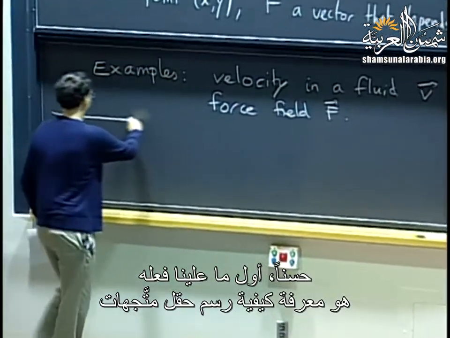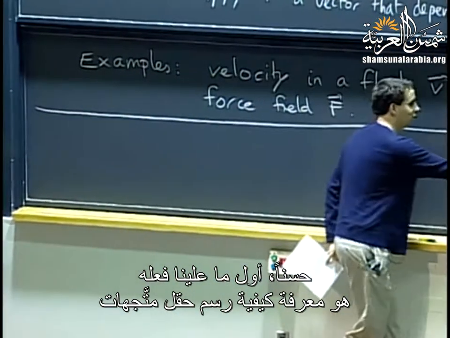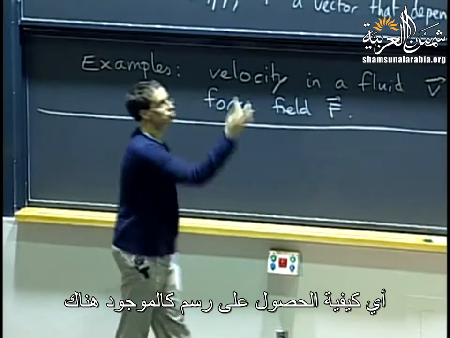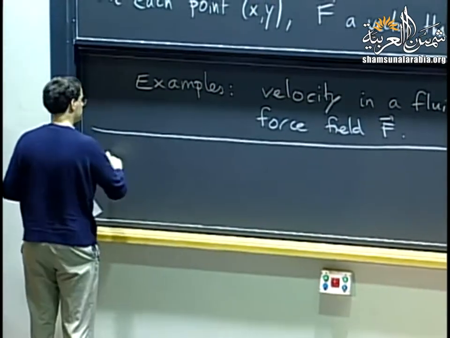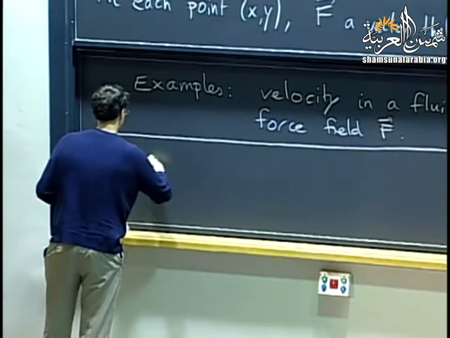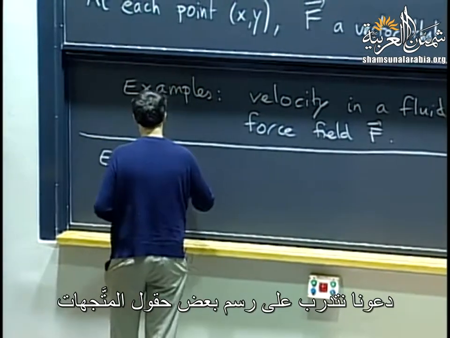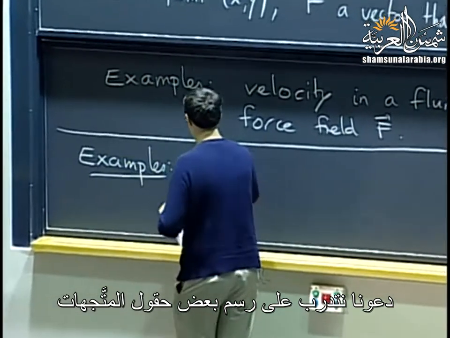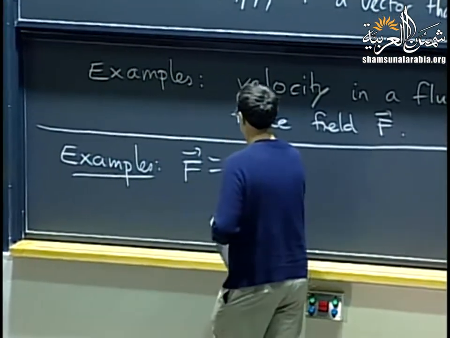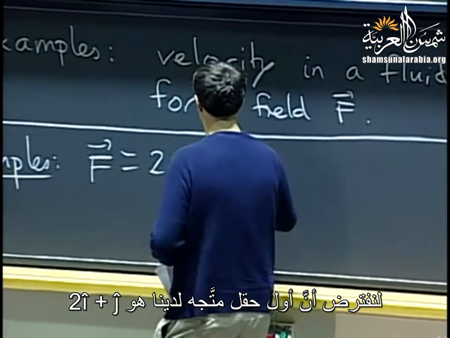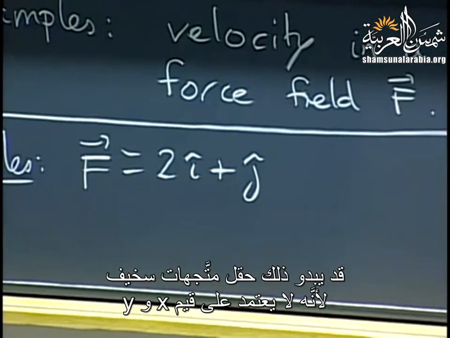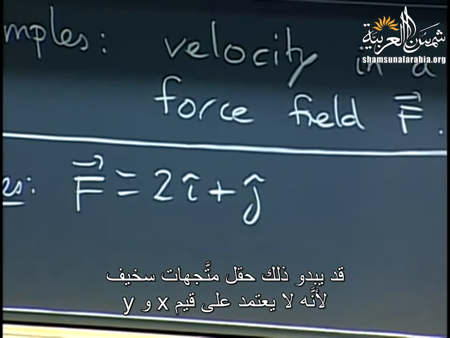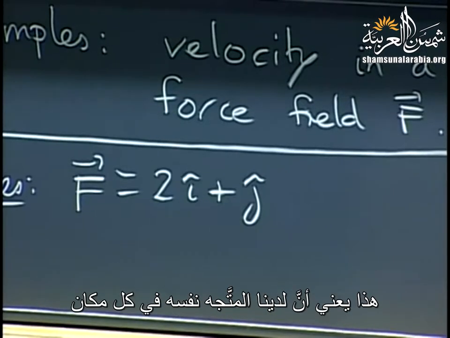Okay, so the first thing we have to figure out is how do we draw a vector field? So, how do you generate a plot like that? So let's practice drawing a few vector fields. Well, let's start with, let's say our very first vector field will be just 2i plus j. So it's kind of a silly vector field because it doesn't actually depend on x and y. So that means it's the same vector everywhere.